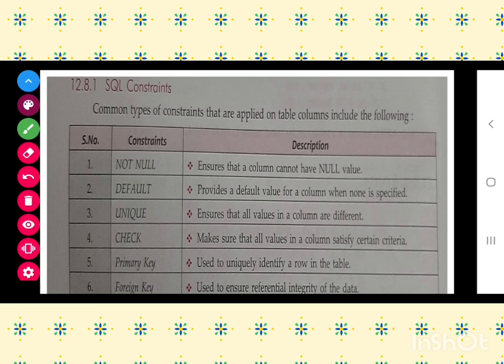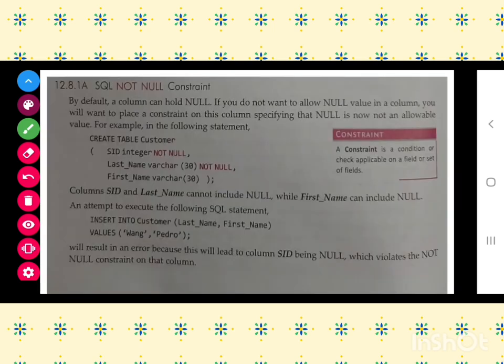Similarly, foreign key. Now you can see that one example is there for not null. SID, a column name, we want everyone to enter that, so we have put not null. Last name we don't want to be empty, so not null. In this way we can implement. So class, you can see the example.